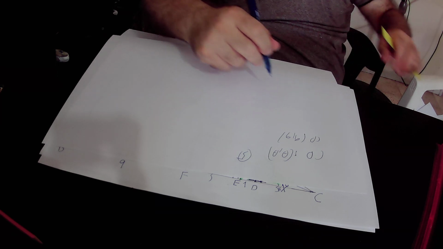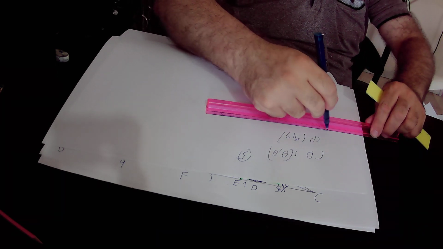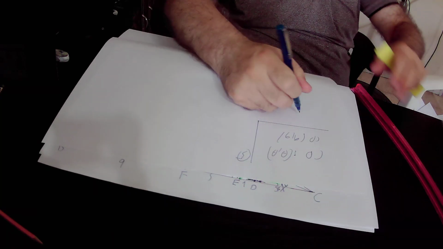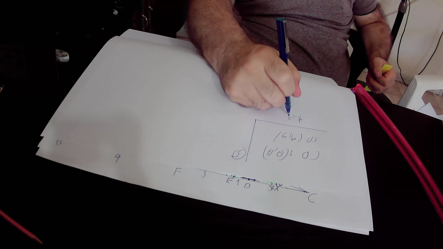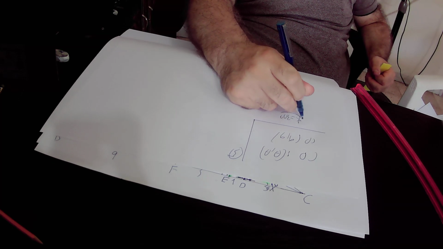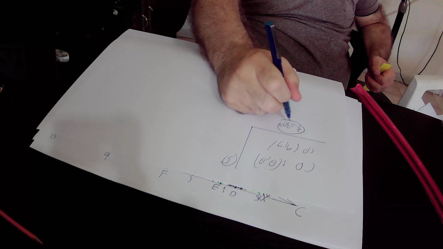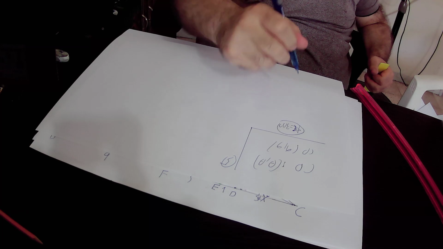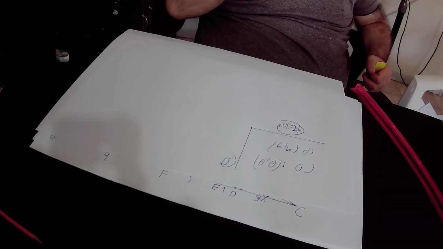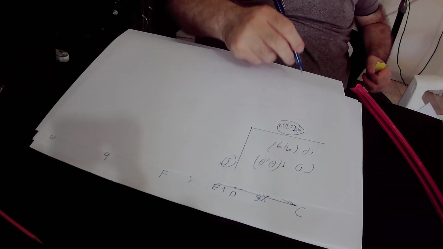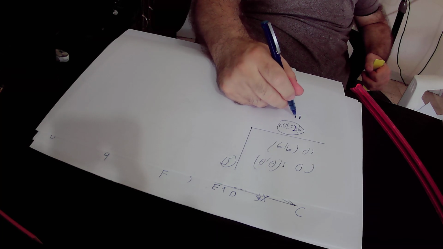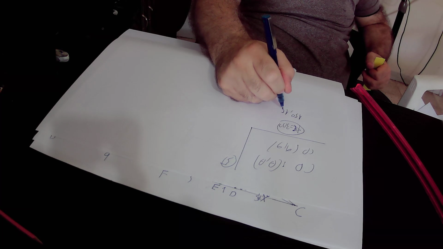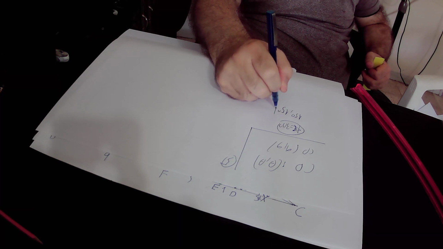Why? Because if, for example, angle C is equal to 30 degrees, then any angle bisector of angle C will bisect angle C into two halves, each half equal to 15 degrees, and only 15 degrees and not any other halves.